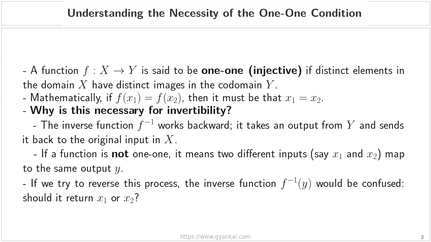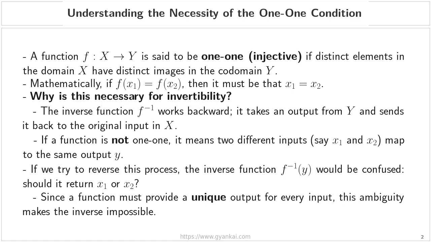If we then attempt to reverse this process, the inverse function, f inverse of y, would encounter a problem. It would not know whether to return x1 or x2. Because the fundamental definition of a function requires it to provide a single, unique output for every input, this ambiguity makes the existence of an inverse impossible. Having understood why uniqueness is required, we will now move on to the next slide to discuss the second necessary condition, the onto property.